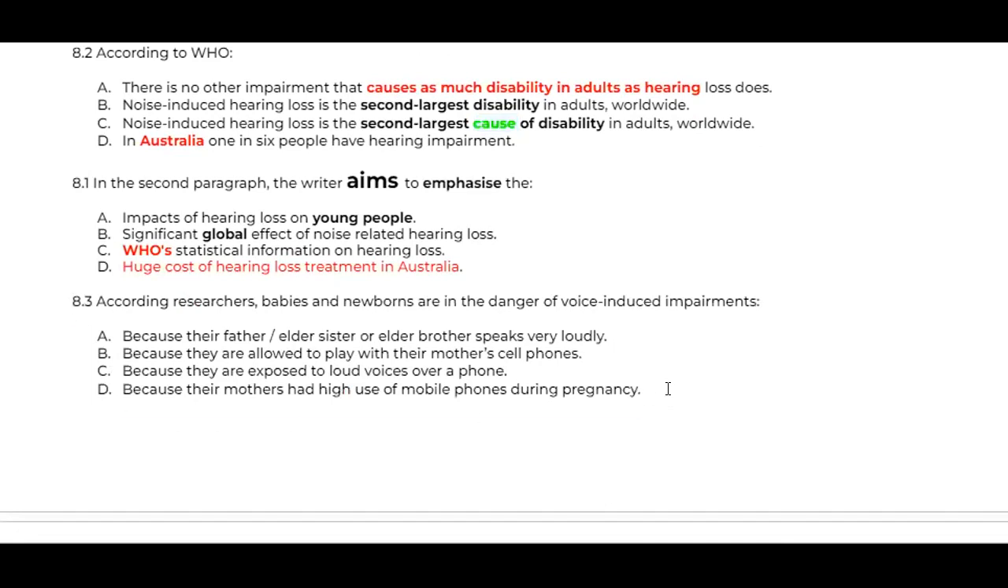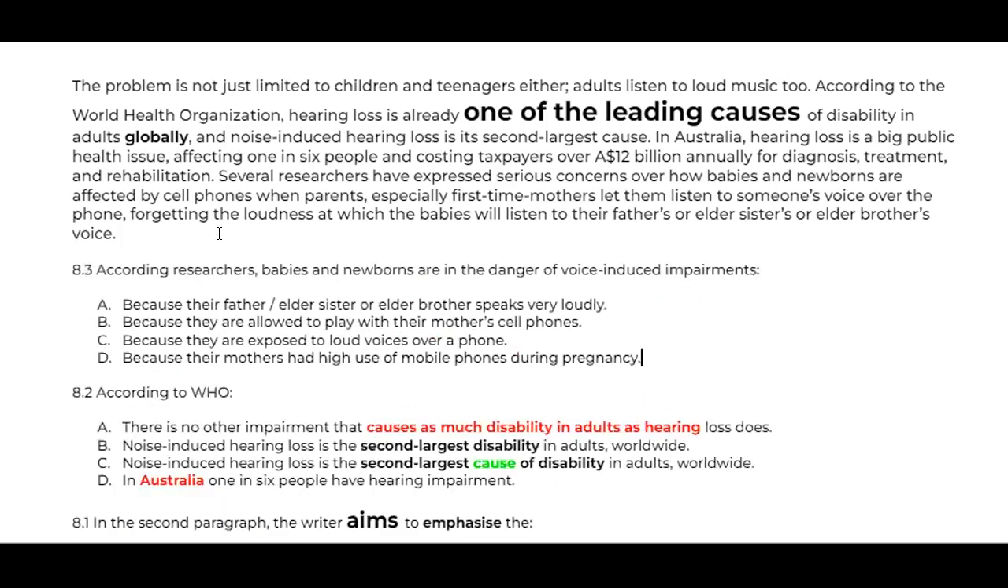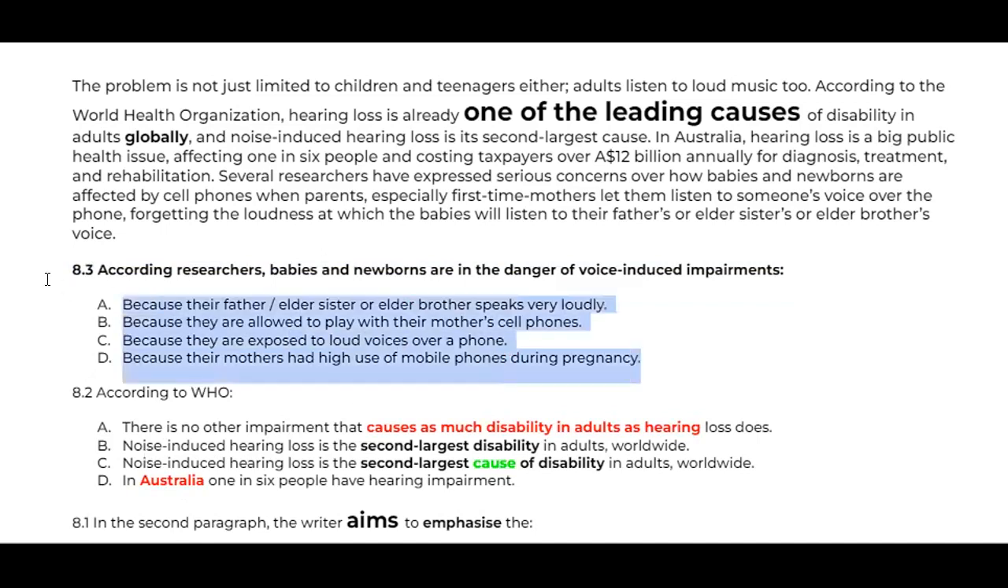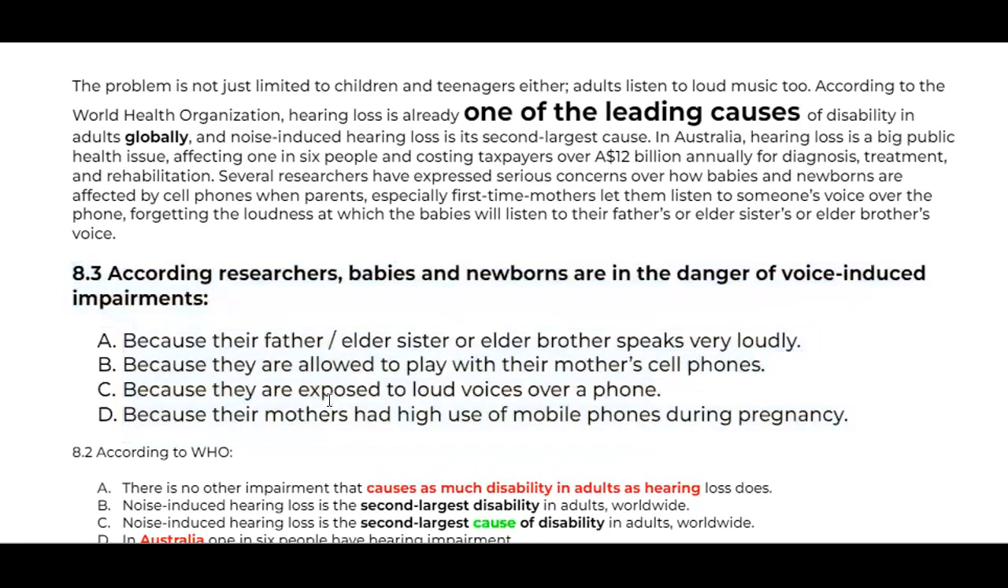We are moving to number 8.3. Here it is. Those who got the answer, please raise your hand.